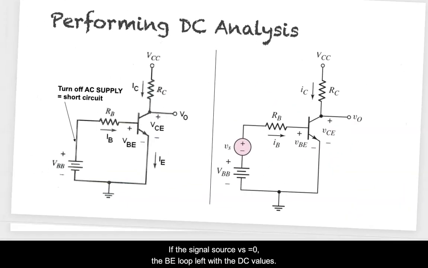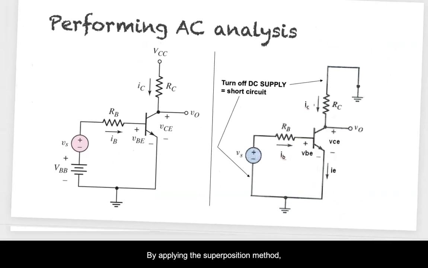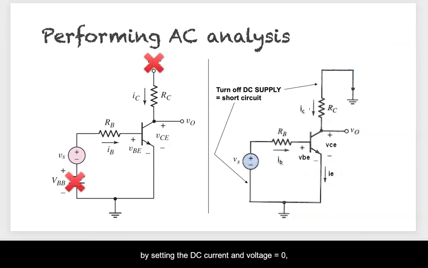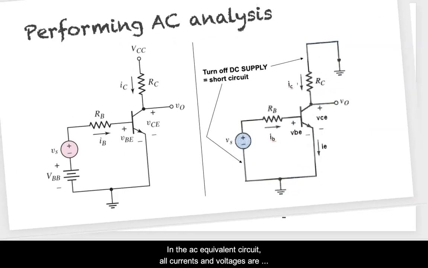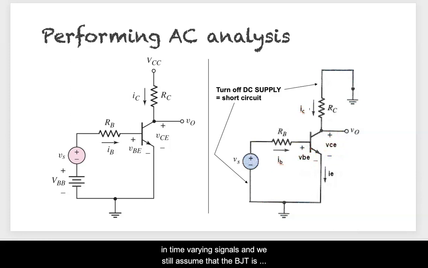If the signal source Vs is equal to 0, the BE loop is left with the DC values. And by applying the superposition method, by setting the DC current and voltage equal to 0, that is, DC voltage sources become short circuit and DC current sources become open circuit, this will result in the AC equivalent circuit. In the AC equivalent circuit, all currents and voltages are in time-varying signals, and we still assume that the BJT is biased in the forward active region.